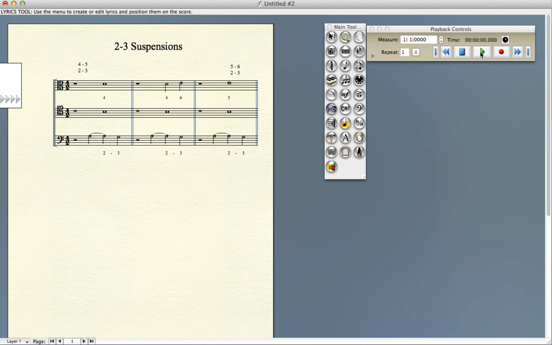So those are your three possibilities for 2-3 suspensions. And remember that the 2-3 suspension always occurs in the lowest voice. Practice writing those on every note so you get used to them and it becomes easy.